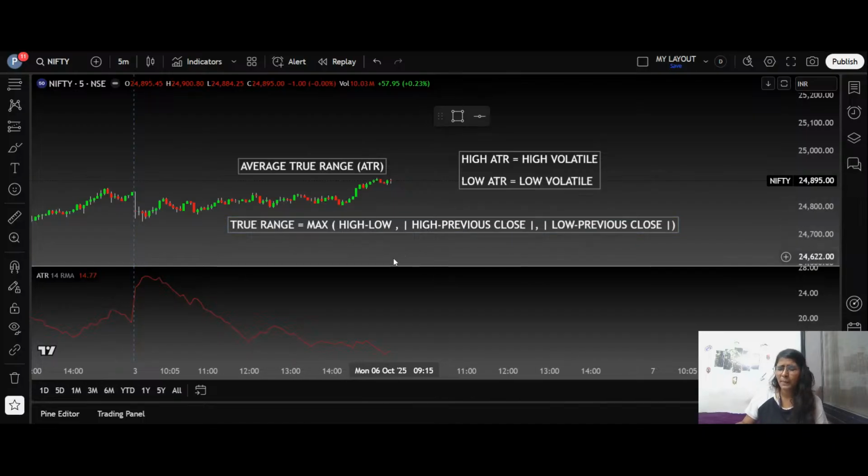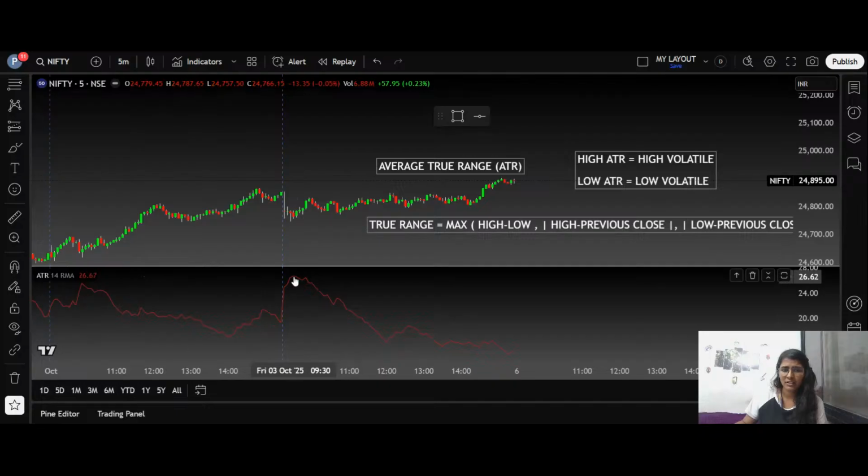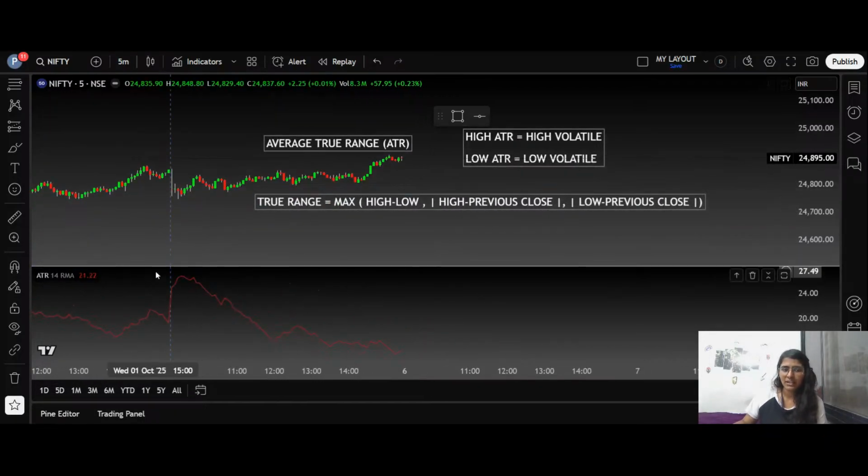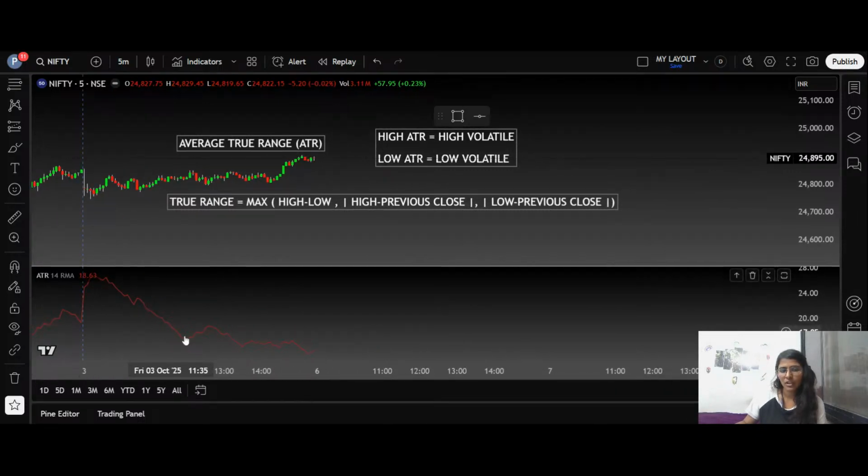So here we have three positive terms. The term which is the maximum will be taken in the line of average true range. If this is the maximum, it will be taken. If this is the maximum, it will be taken. And if this is the maximum, it will be taken. Similarly, a line is drawn, and this line is what we call the average true range. This is the simple, sweet, and mathematical explanation of average true range.